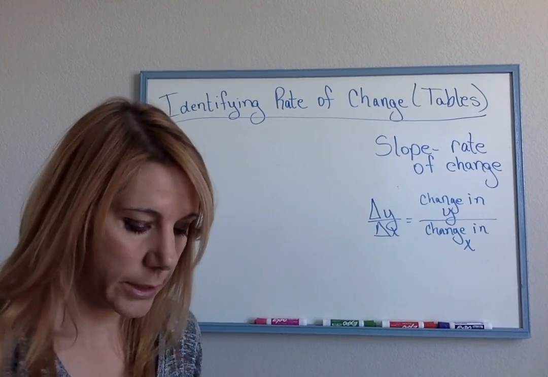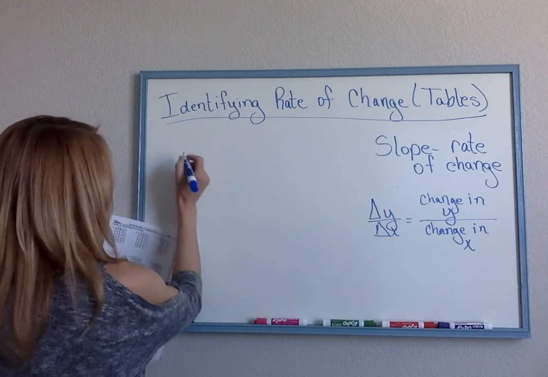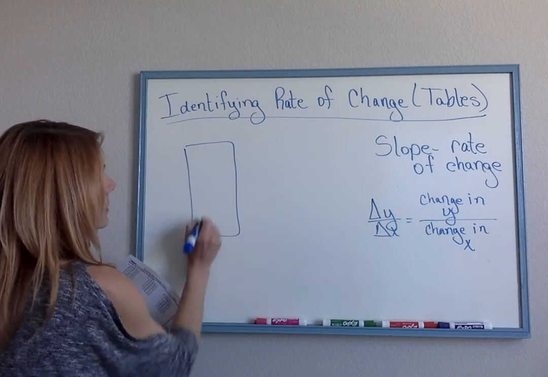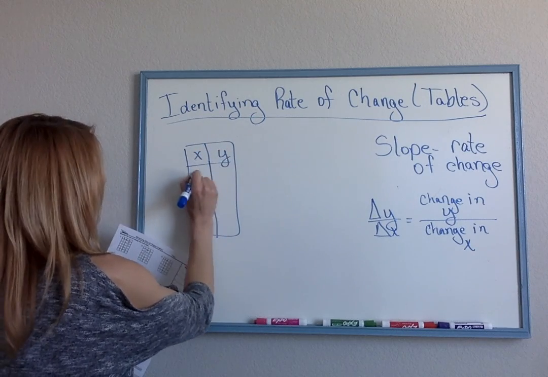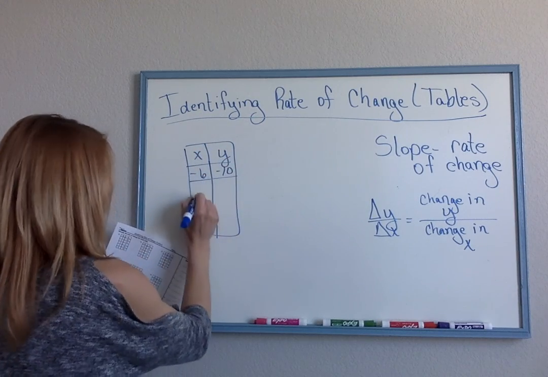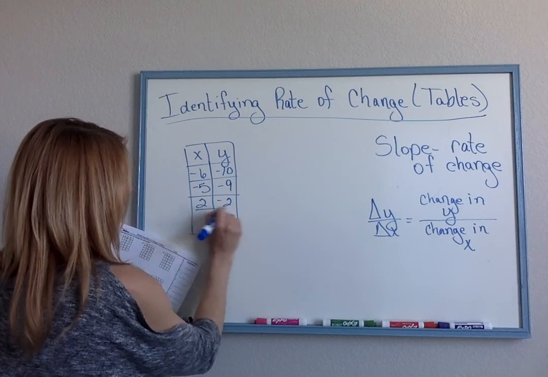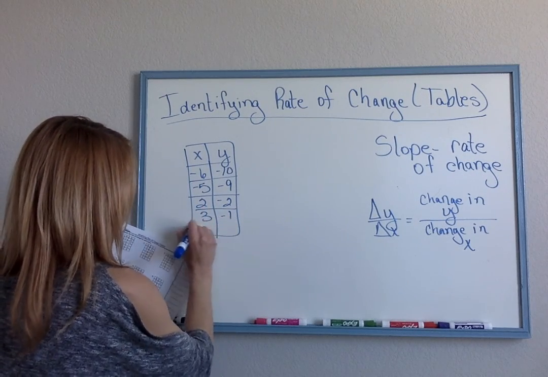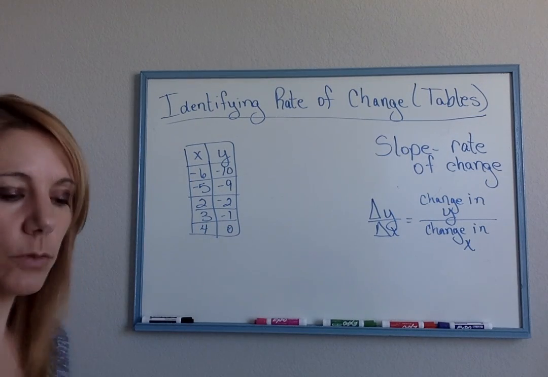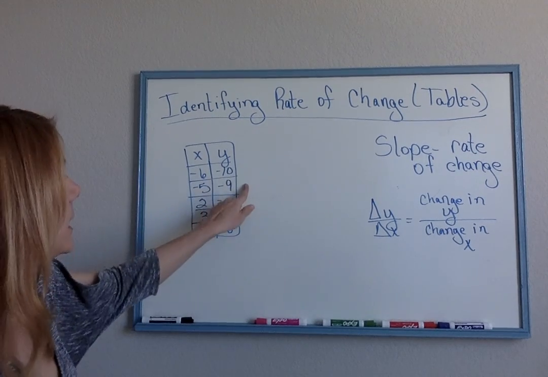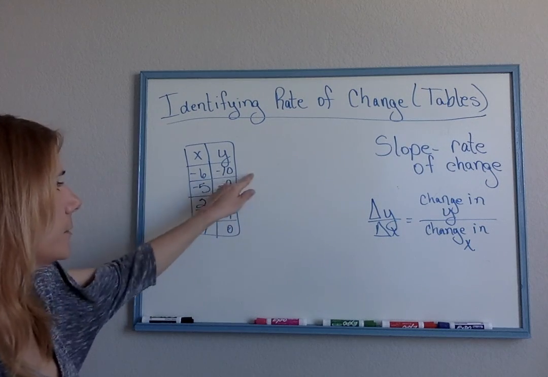So I'm now going to look at number 3 on this sheet. Okay? So I get x and y, -6, -10, -5, -9, 2, -2, 3, -1, and 4, 0. Okay. So once again, just looking at this table, I can see that I'm not going to have the same change in y every time. So I'm going to have to use that method of the corresponding.